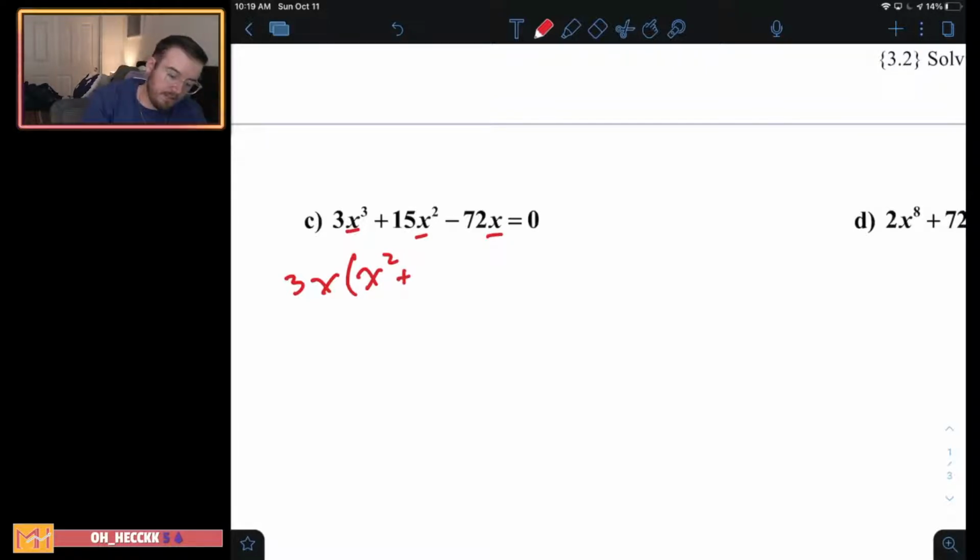Take an x from x cubed, I'm left with x squared. Plus 15 divided by 3 is 5. Take an x from x squared, I'm only left with 1x. And then take a 3 from 72, I'm left with, if you don't know, bust out a calculator, 24. And when I take an x away from x, it's just gone completely.